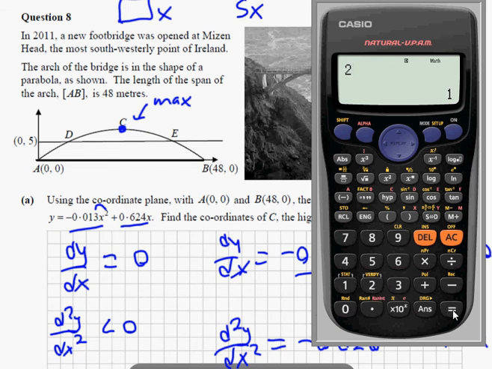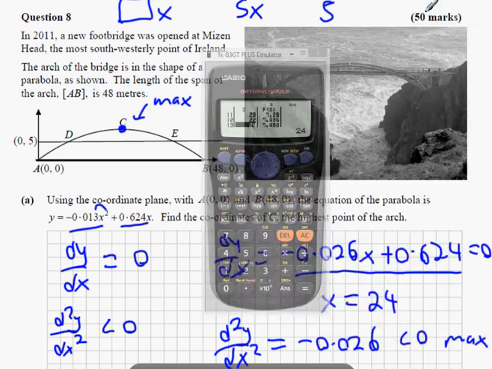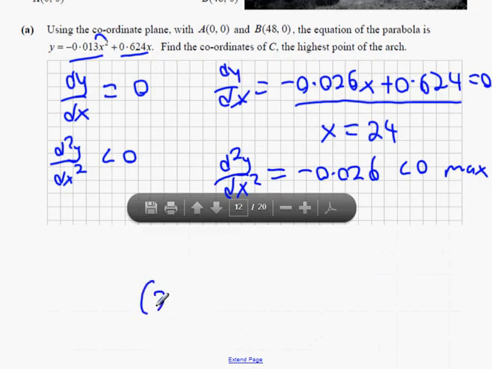I don't think I'll be able to fit all that data in. Okay, now the middle is 24, isn't it? 24 is what we're looking for. So just go down. 24 is 7.488. So our point is 24, 7.488. Are we happy with that?